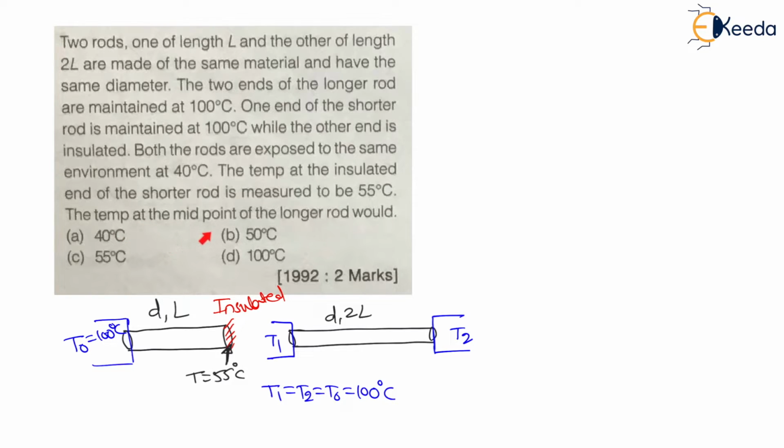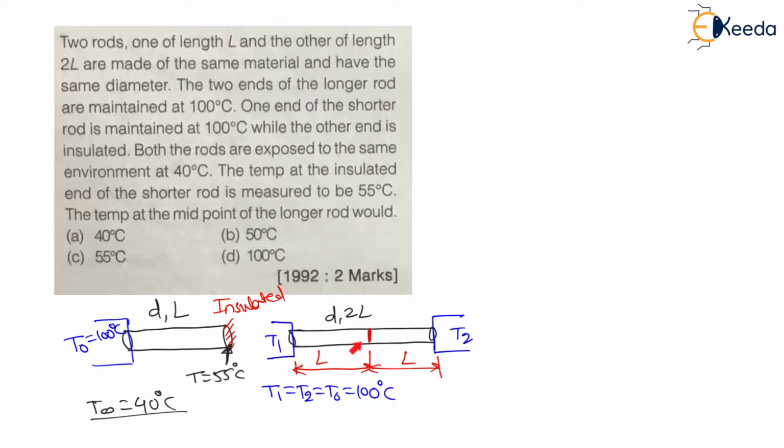Then the temperature at the midpoint of the longer rod would be, right? One statement we have missed: both the rods are exposed to the same environment. Now here for both rods the environment is the same, that is T infinity, the surrounding fluid temperature, is 40 degrees Celsius. And here the insulated end temperature for the shorter rod is 55 degrees Celsius. The temperature at the midpoint of the longer rod would be, now here for this longer rod, the midpoint means, since it has length 2L, from T1 it is at distance L and from T2 it is at distance L. Midpoint means from both sides it is at equal distance.